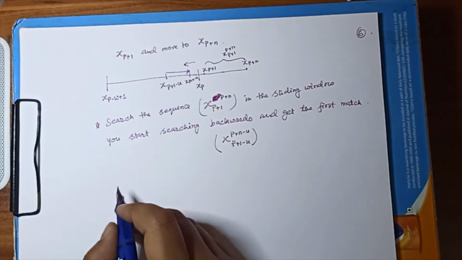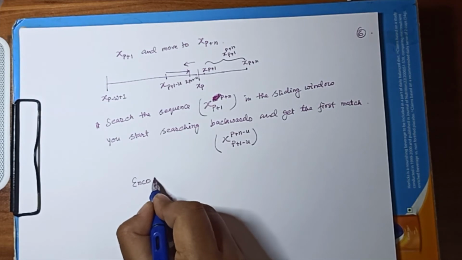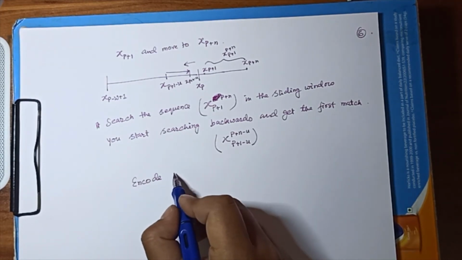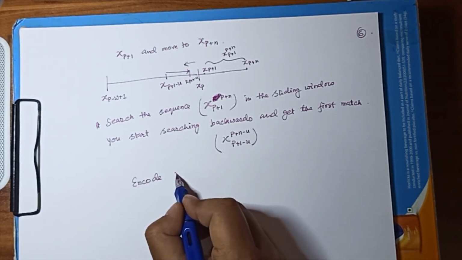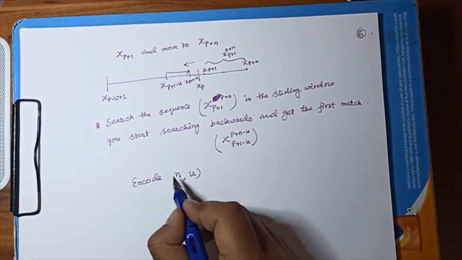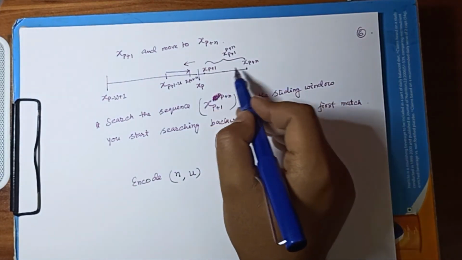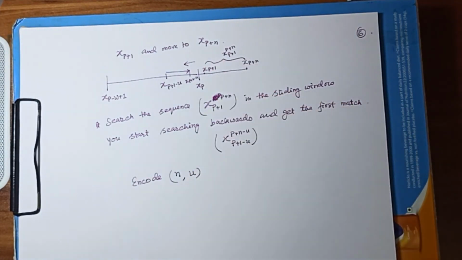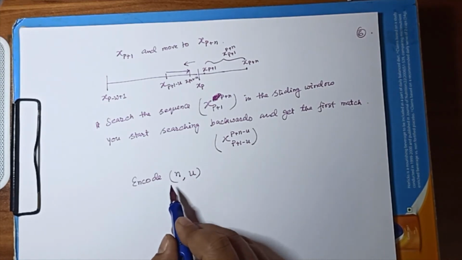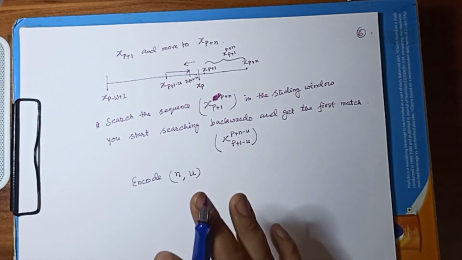Then encode two numbers, n and u. Just encode these two numbers. You don't have to encode the symbols within this sequence of size n. Just encoding these two numbers, which are natural numbers, is good enough.